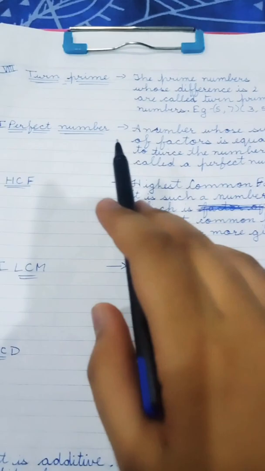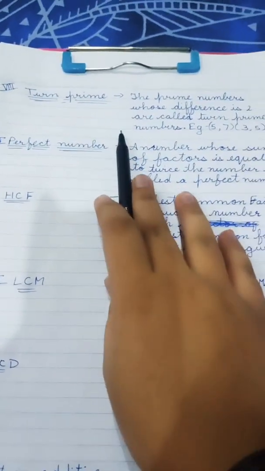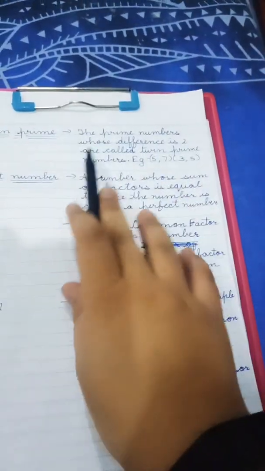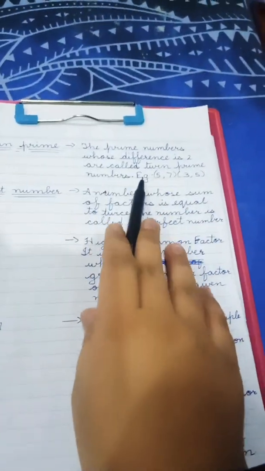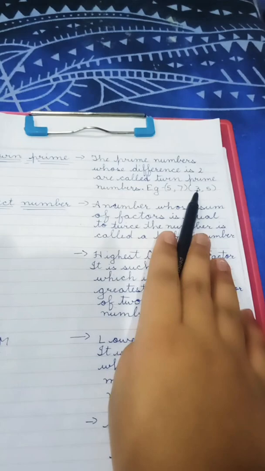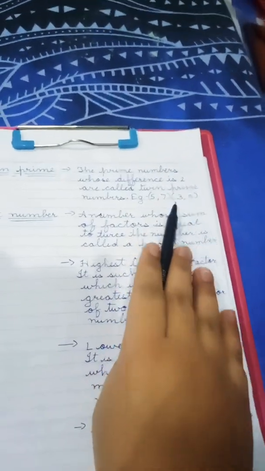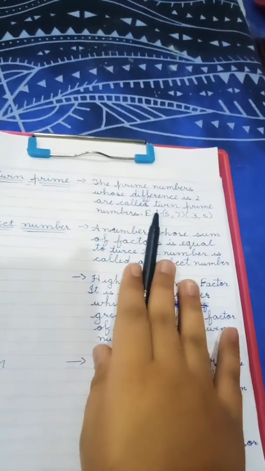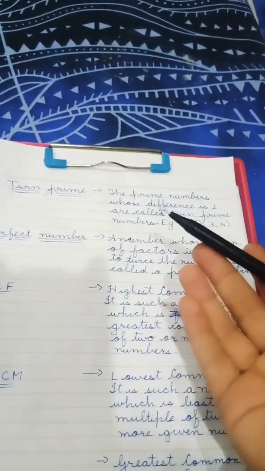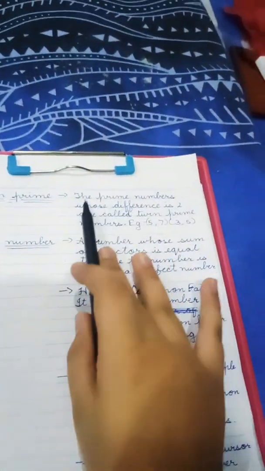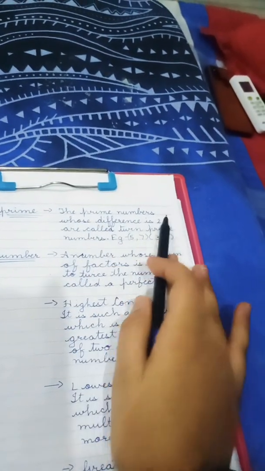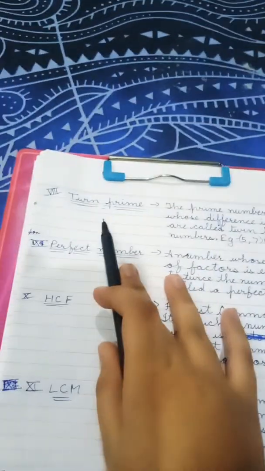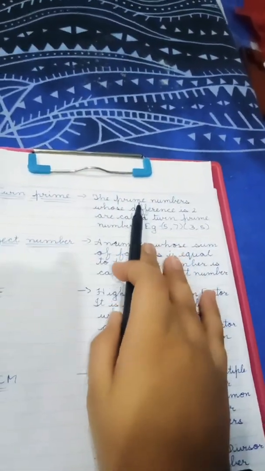Now comes the next definition, twin prime. The prime numbers whose difference is 2 are called twin prime numbers. Example, 5 and 7 are twin prime numbers, 3 and 5 are twin prime numbers. 11 and 13 are also twin prime numbers. Don't forget to write the word prime. This is very important. The twin prime numbers are always prime.